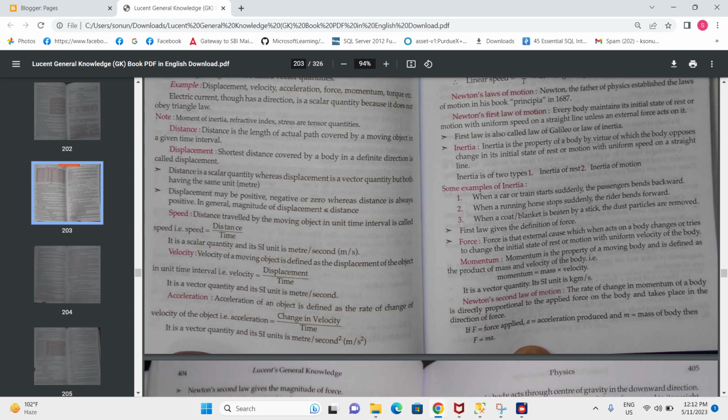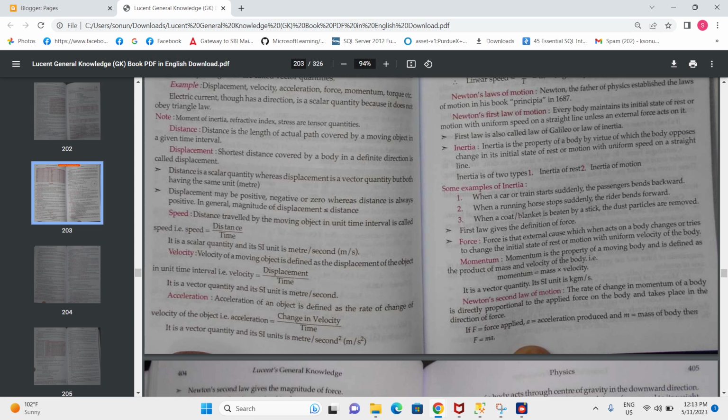Now, the first law is also called the law of Galileo or law of inertia. So this is an important point. Which Newton's law is called the law of Galileo or law of inertia? The first law of motion is called the law of Galileo or law of inertia. Now next point, inertia. Inertia is the property of a body by virtue of which the body opposes the change in its initial state of rest or motion with uniform speed in a straight line.